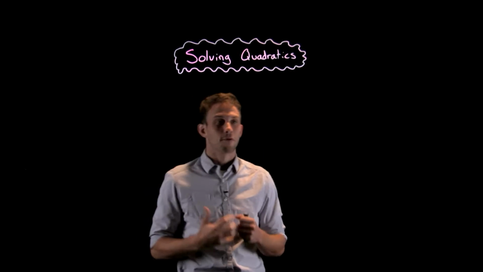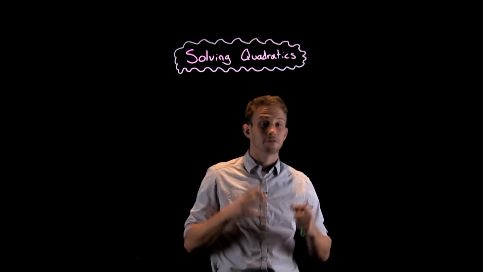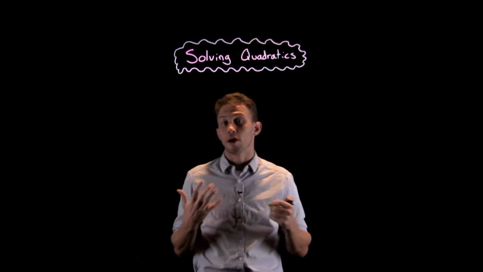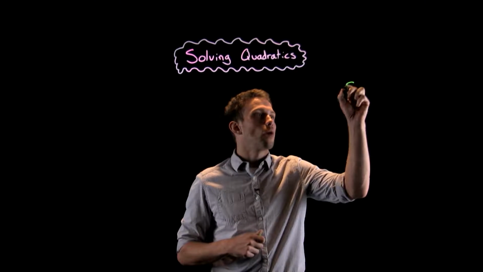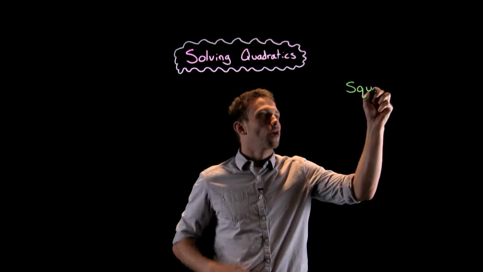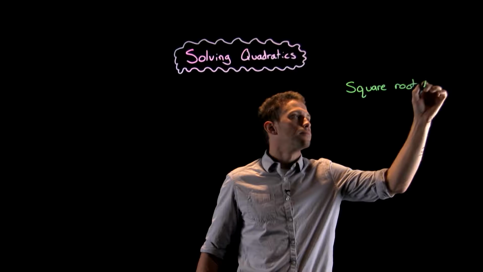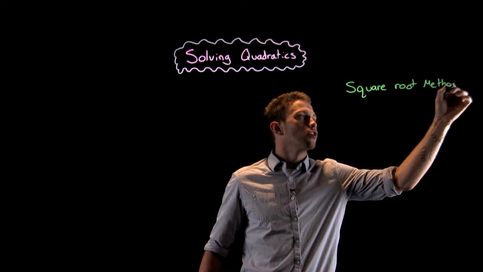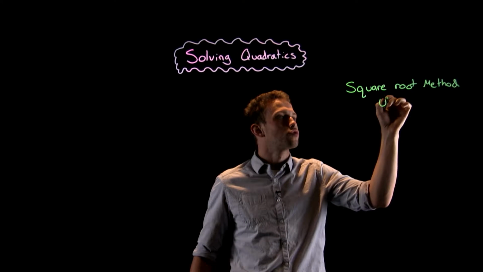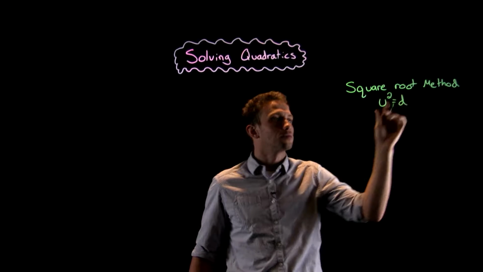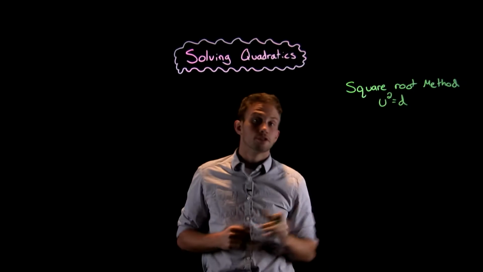Mr. Johnson here, and today we're going to talk about solving quadratics. Specifically, we're going to use what's called the square root method. For our square root method, we always want to have some perfect square by itself. So it should look something like u squared equals some d. So something squared equals some number.